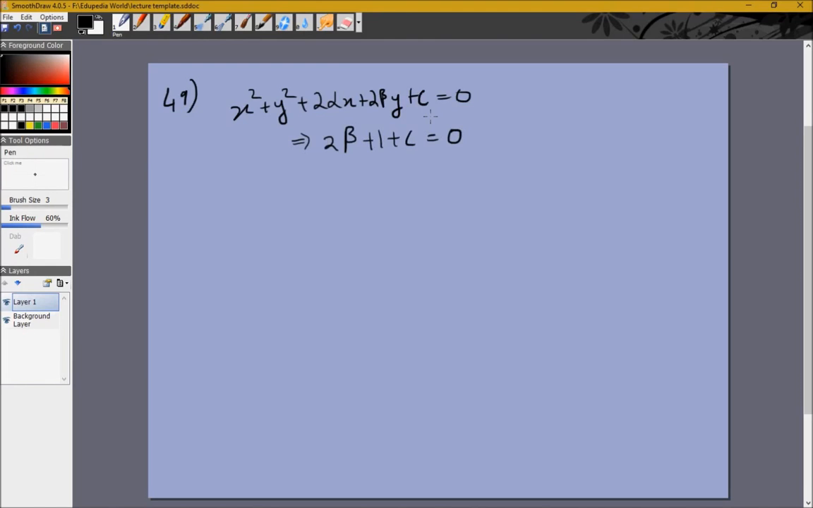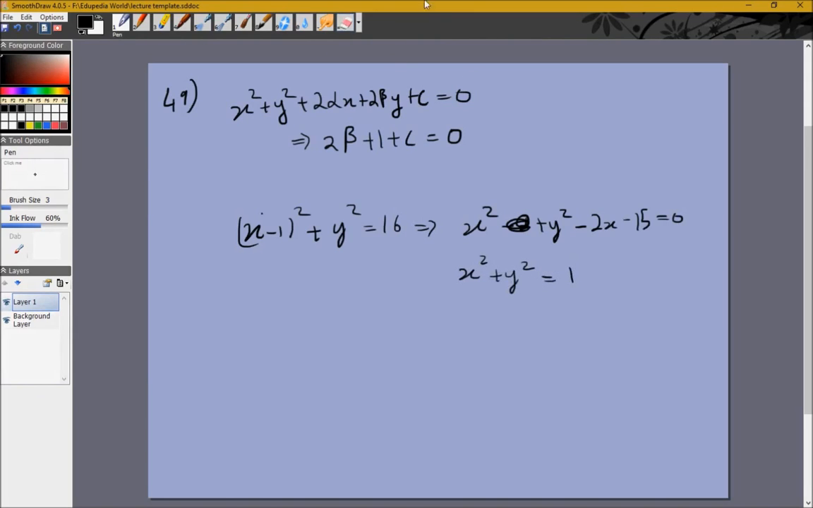And there are two more circles which it is orthogonal to: x minus 1 whole squared plus y squared is equal to 16, which can be written as x squared plus y squared minus 2x minus 15 is equal to 0. And the other one is x squared plus y squared is equal to 1. So this given circle has three unknowns, alpha, beta and c. Now I don't know why I took c, I should have taken gamma, but that's fine. We have one relation because it passes through 0, 1. Now we have two more relations by orthogonality.